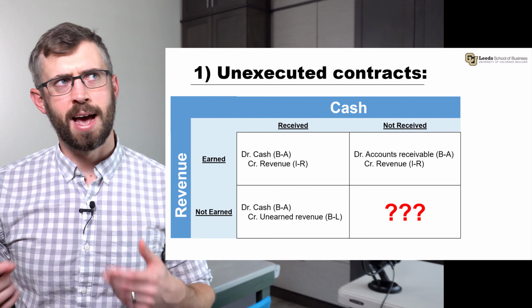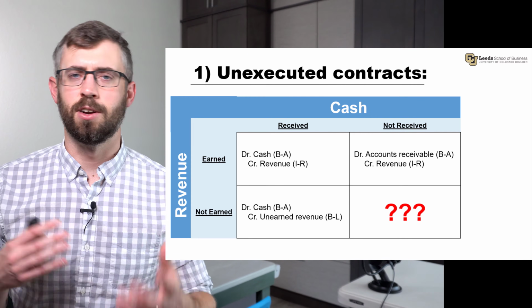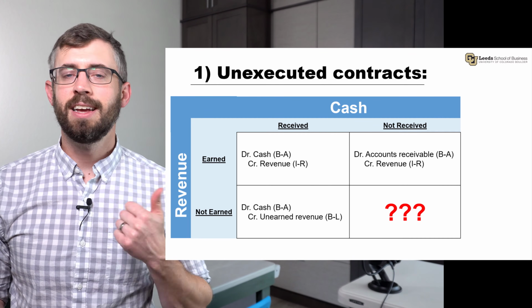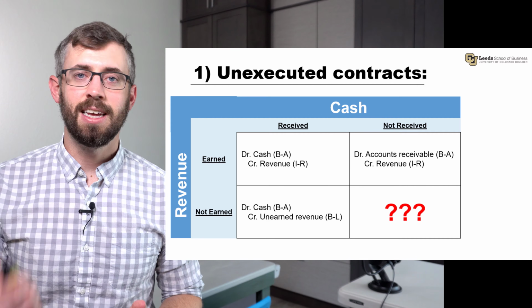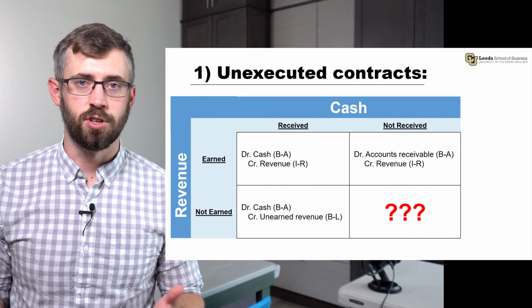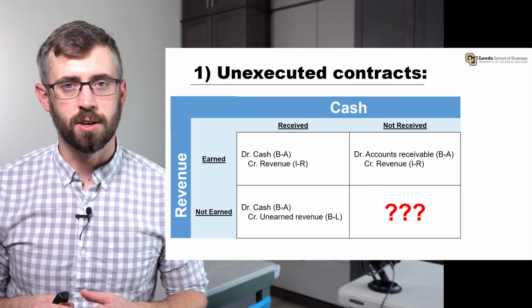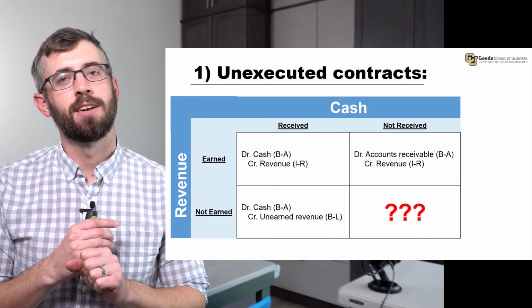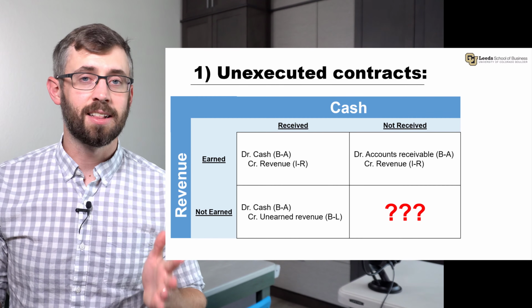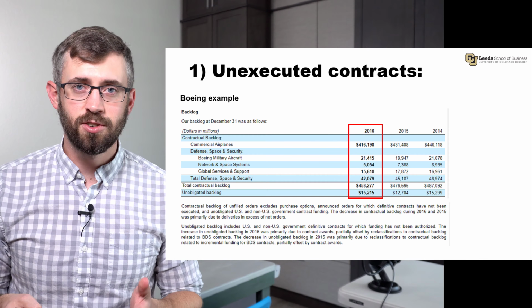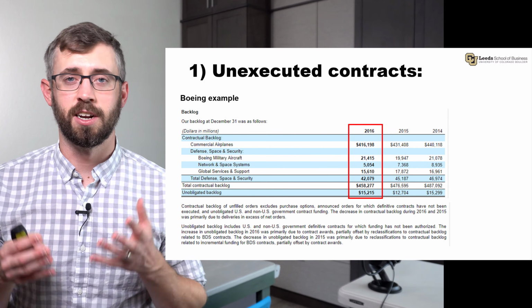Briefly, I think it was back in the income statement or balance sheet class, we talked about these unexecuted contracts where there is no cash received and there is no revenue earned. You sign a contract with a customer and they promise to buy goods from you in the future. At that point, we are not going to recognize any revenue or any asset. We basically ignore this on our financial statements. Now, just because we ignore it on our financial statements does not mean it's unimportant.